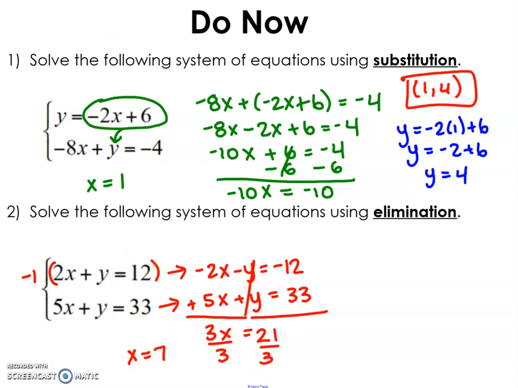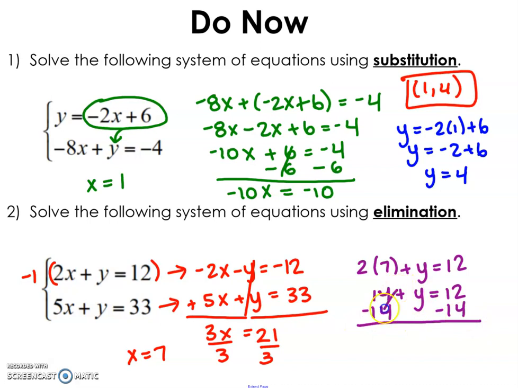So similar to the other problem, we want to make sure that we solve for the y as well, so we have a point. So once we know what x is, we can plug x into either of these two equations. So I'm just going to use the top equation. So I'm going to have 2 times x, which is 7, plus y equals 12. So we get 14 plus y equals 12. I'm going to subtract 14, and I'm going to get that y is equal to negative 2.